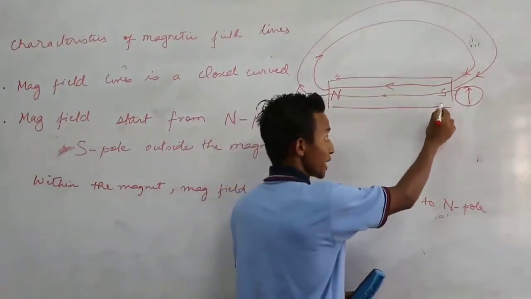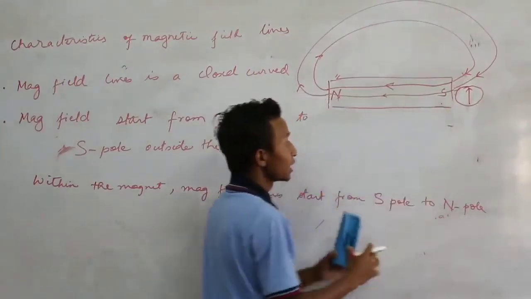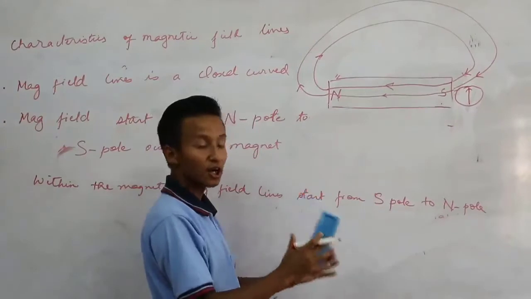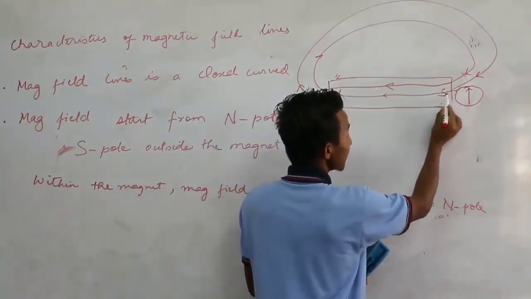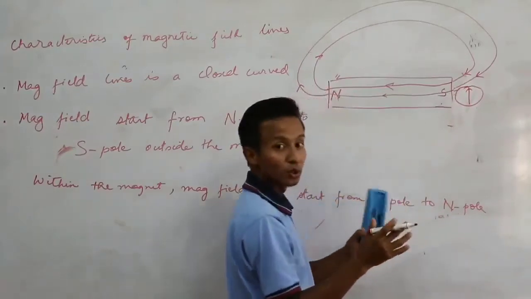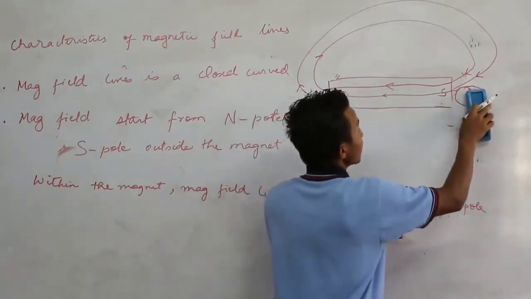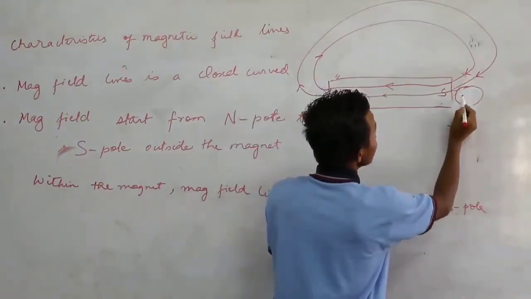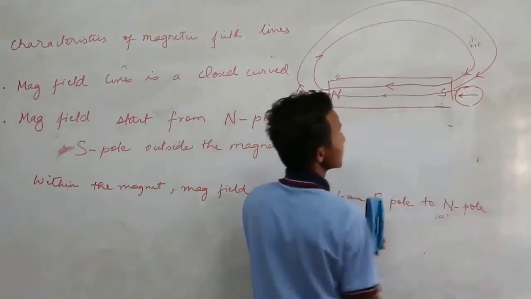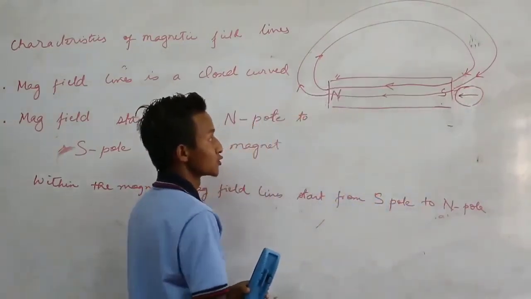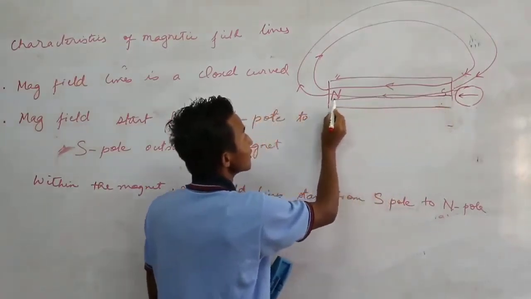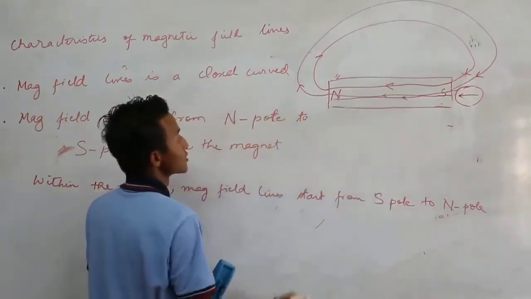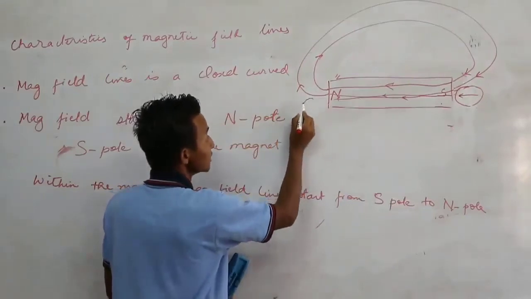Since this is a magnet, this is also a magnet. It will experience a force of attraction or repulsion, right? Because this is the North Pole and this is the South Pole, South will attract North, right? So this arrow will come in this direction, so it moves in this direction.